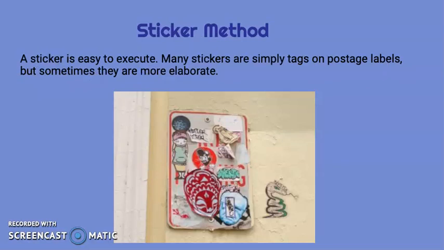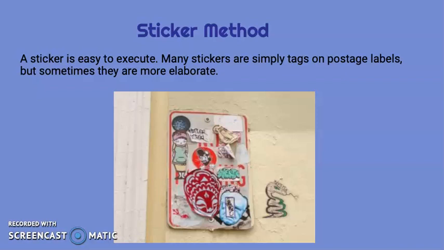Another method which a lot of younger graffiti artists are doing is the sticker method. So if you are in my art club, we made stickers. You can buy large sheets of stickers off of, say, Amazon, and they are the size of a regular piece of paper. Also, you can use postage labels, and a lot of people will draw their artwork directly on the sticker and then use that sticker to put on public surfaces.